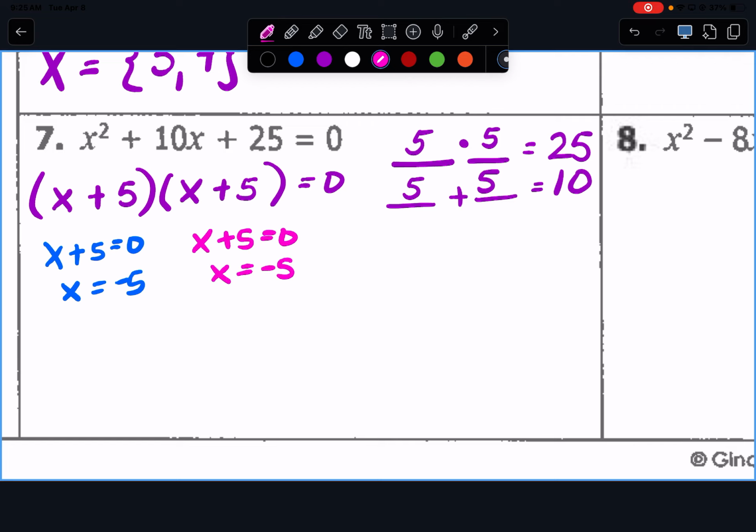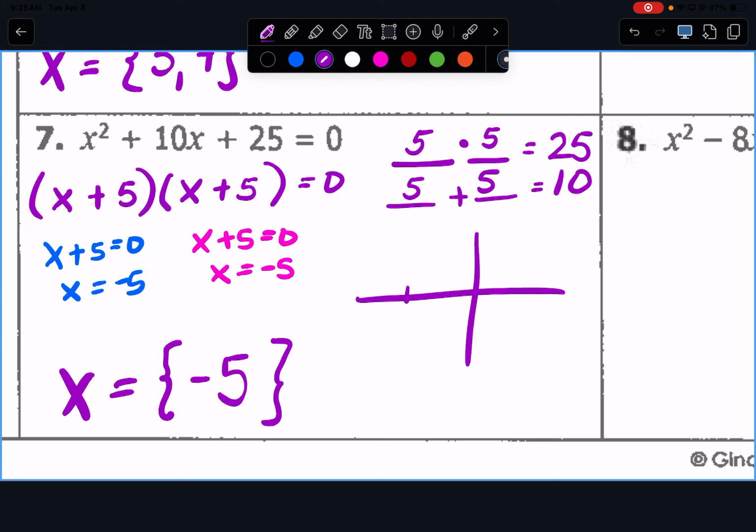So in this case, how many solutions do we actually have? One. Okay, so we only have to write negative 5. And if I was talking about what the graph of this looks like, on what axis would the vertex have to be on? The x-axis, right? We would only have one solution. Our graph would be over here. If there's negative 5, it would have to look like that.